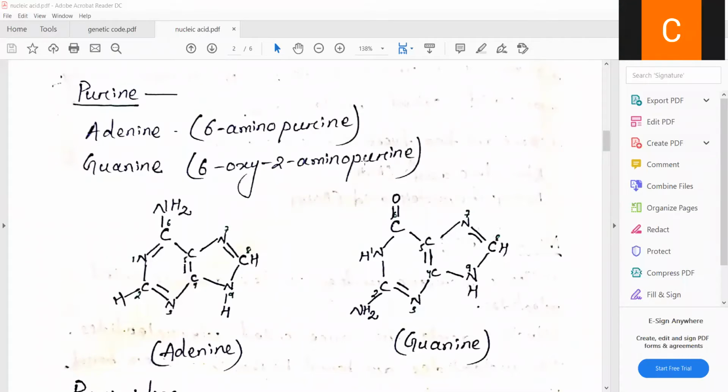And the 2 amino purine. In the number 2 carbon, the NH2, that is the amino group, is there. So this is the basic structure of purine, that is adenine and guanine.